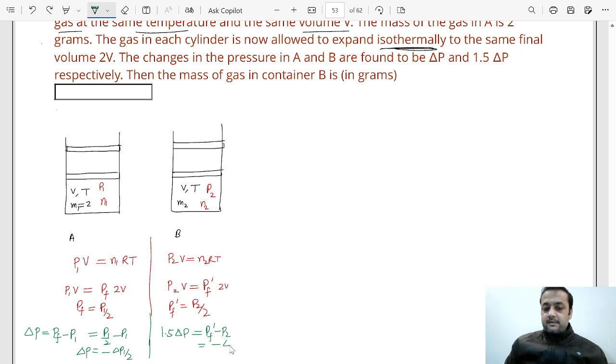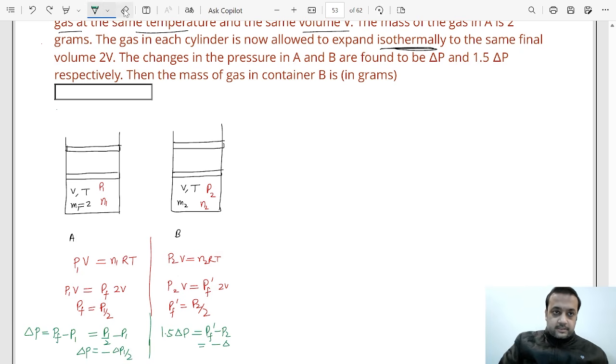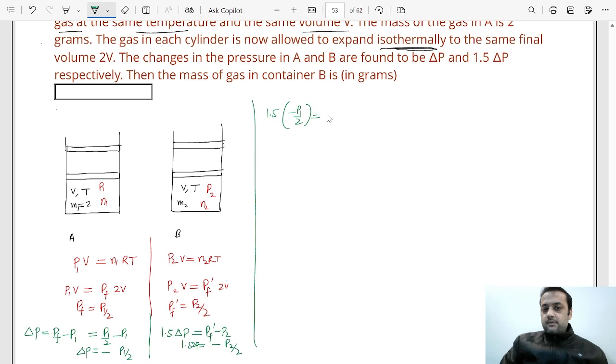This will be, just a second, yes: Pf dash is P2 by 2, so this becomes minus P2 by 2. And this value is 1.5 delta P. So if you see this equation and this equation, and I put the value of delta P, then 1.5 delta P is minus P1 by 2, and minus P1 by 2 times 1.5 is equal to minus P2 by 2. So what do we understand? That P2 is equal to 1.5 P1.